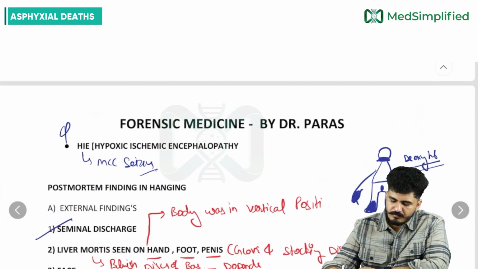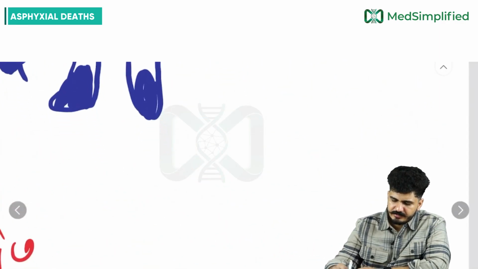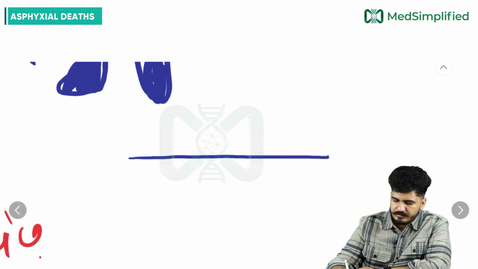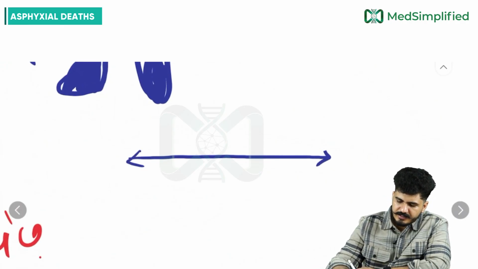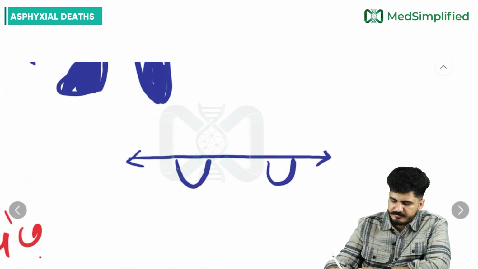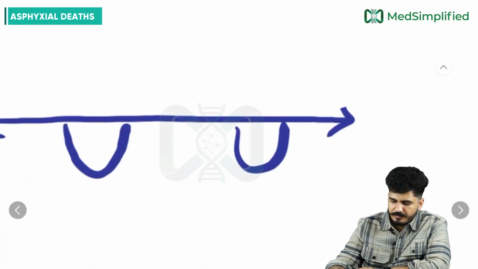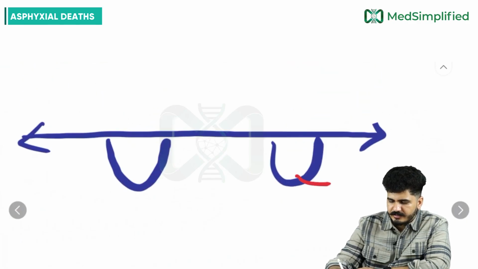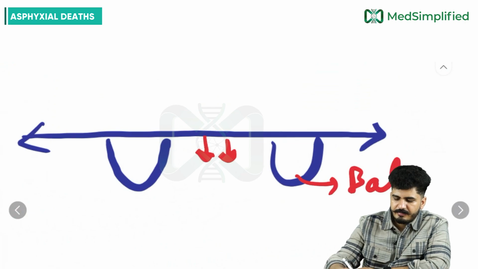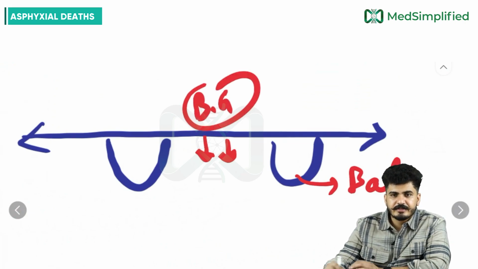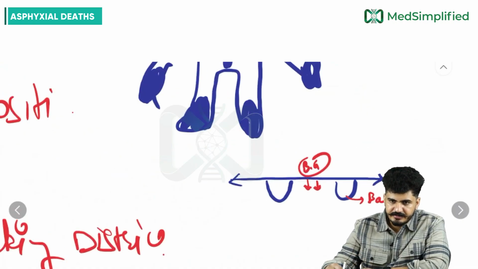Normally, if the body is in horizontal position like this with the ground, the parts touching the ground will be pale. But these dependent parts will again be bluish in color. So this is the livor mortis concept.